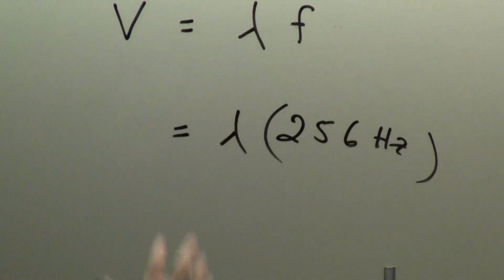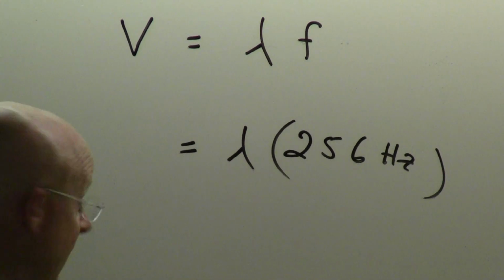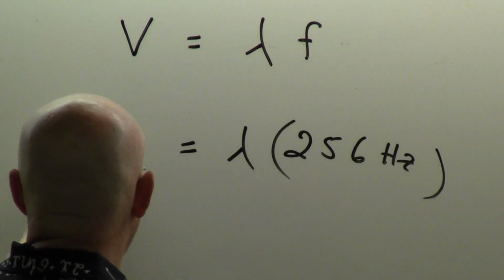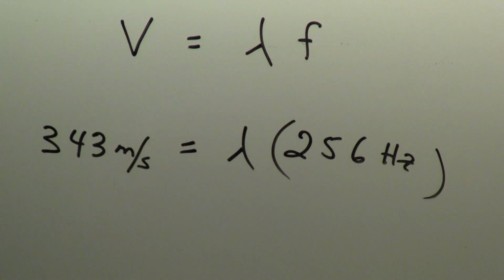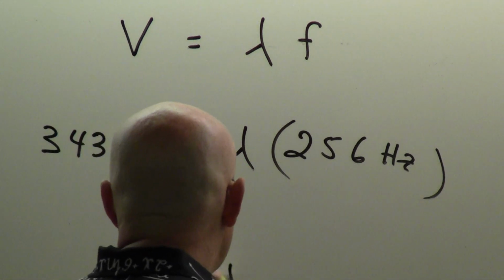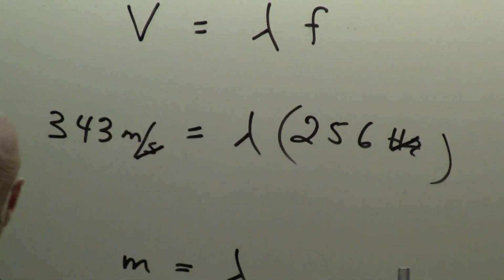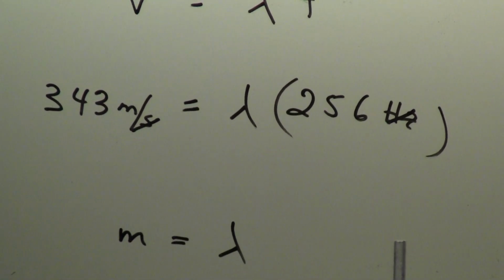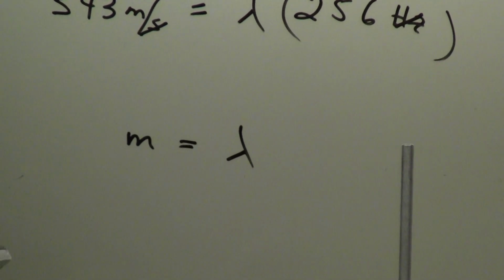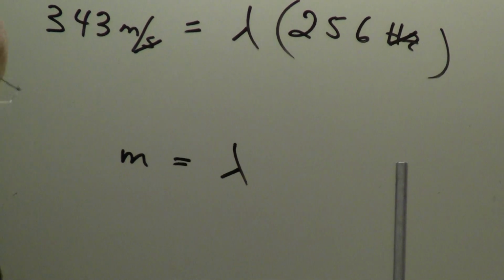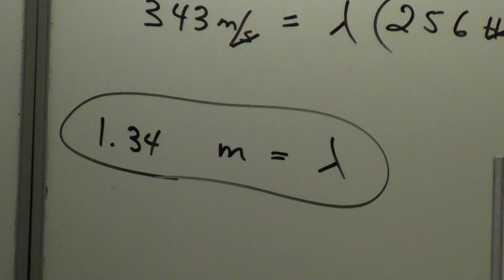Now, I have to know two of these to get the third, so I need to know the velocity. What we will learn in the next chapter is that the velocity of sound at room temperature is about 343 meters per second. And a hertz is a per second, so I'm going to be left with meters. So I could grab my calculator, take 343 and divide it by 256 and get about 1.34 meters. And so I could again answer the wavelength.